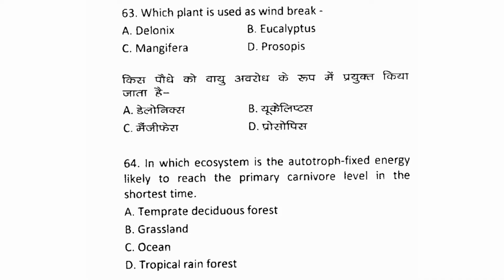Now, which plant is used as windbreak? So, the Delonix, Eucalyptus, Mangifera, or Prosopis. So, the answer is D. Now, in which ecosystem is the autotroph-fixed energy likely to reach the primary carnivore level in the shortest time? The answer is tropical rainforest. They have the highest productivity level. So in that case, it will reach the primary carnivore level in the shortest time.